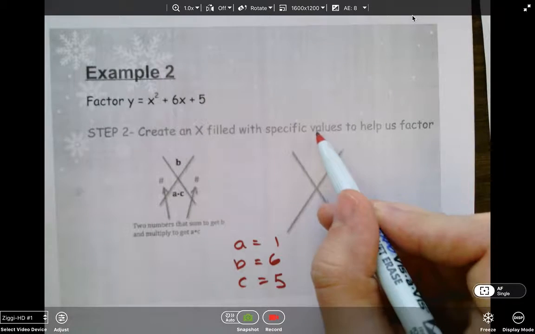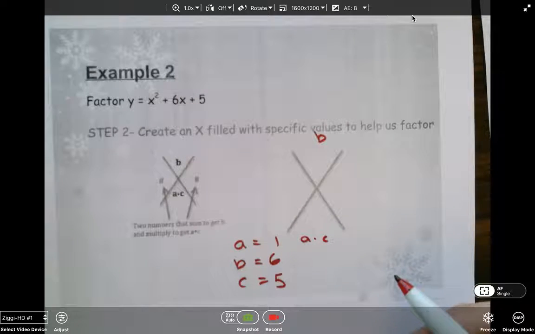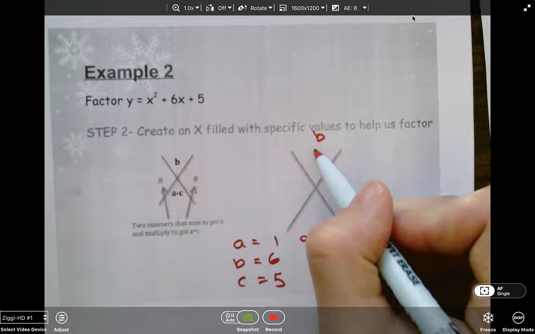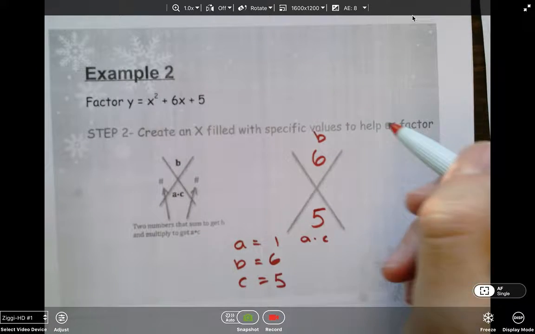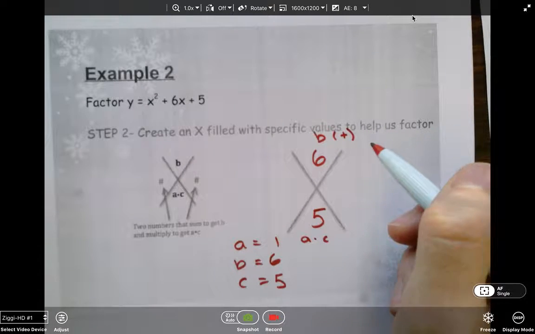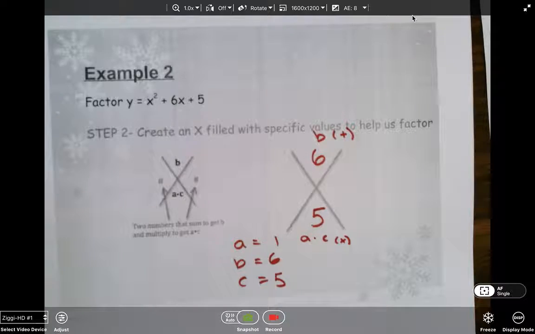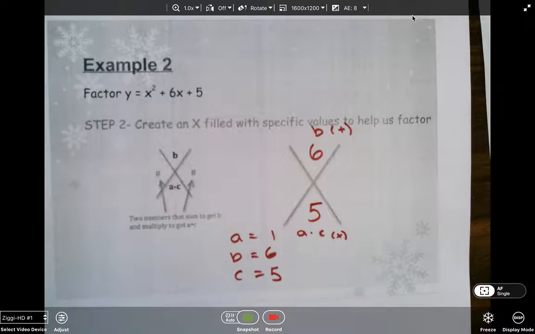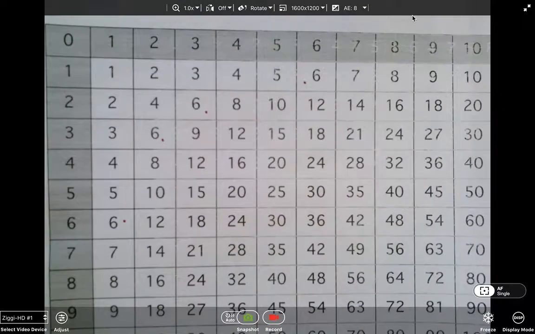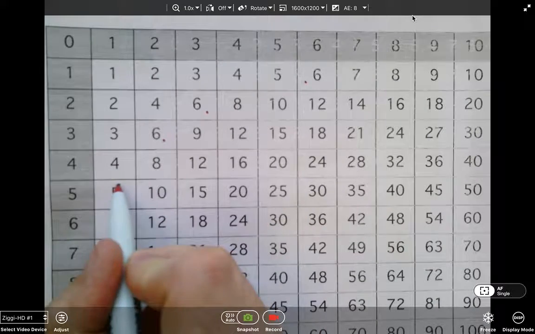So just like last time, the same process. B on the top, A multiplied by C on the bottom. B in this case is 6. A times C would be 1 times 5, which gives us 5. Now, I'm looking for two numbers that add to this top number and multiply to this bottom number. So I need to look across my multiplication table. Now, if I take a look at my multiplication table, I'm looking for two numbers that multiply to 5.